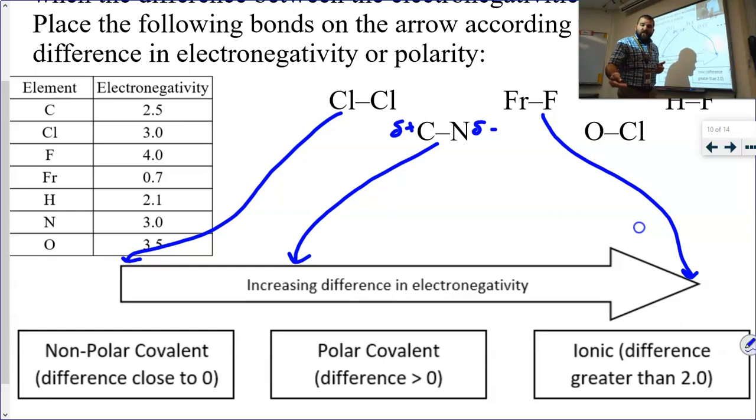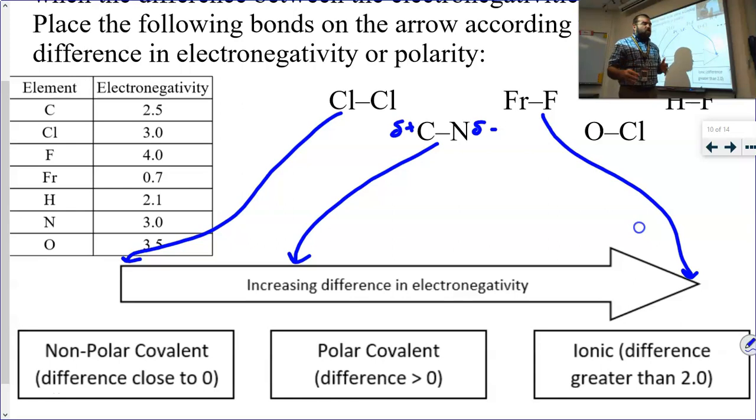Electrons transfer when the difference in electronegativity is really, really large. Essentially, this nucleus of fluorine pulls on these electrons so much more strongly that it just completely takes them. It steals them. It completely removes them from francium, and it's now going to make fluoride 1 negative and francium 1 plus.